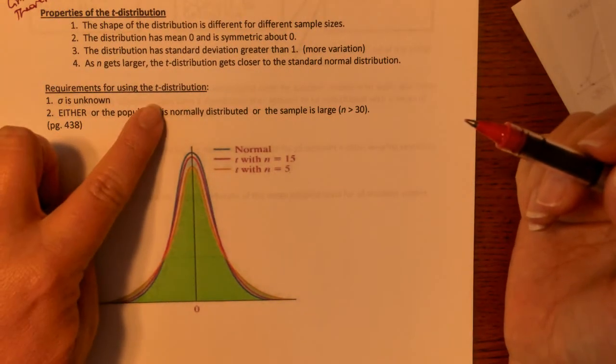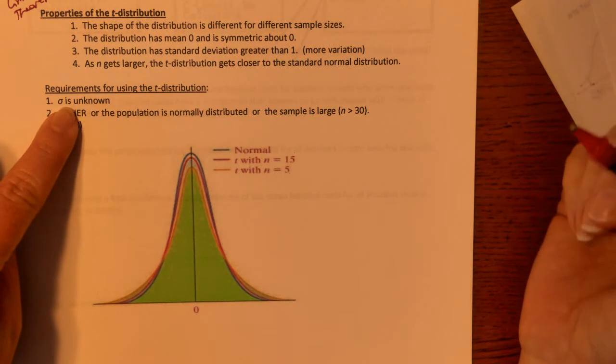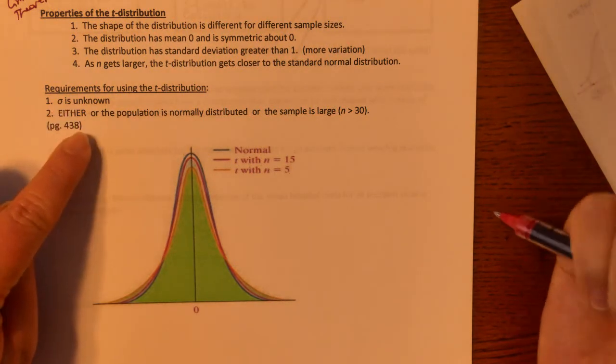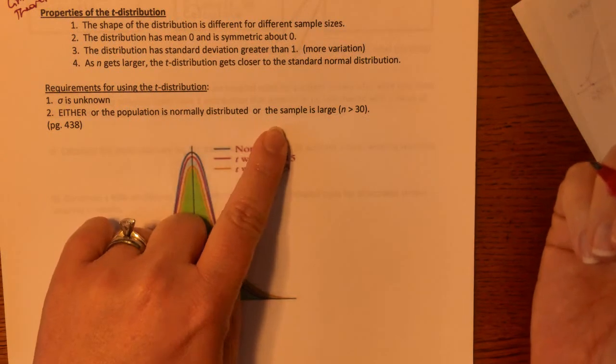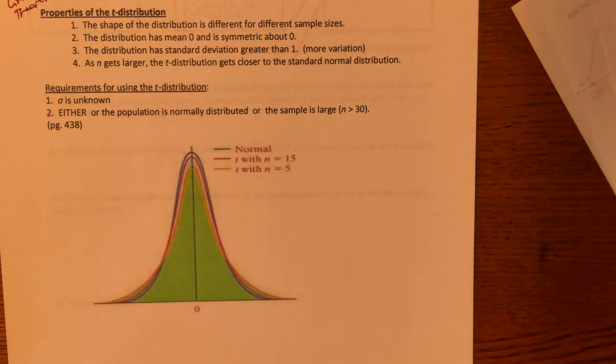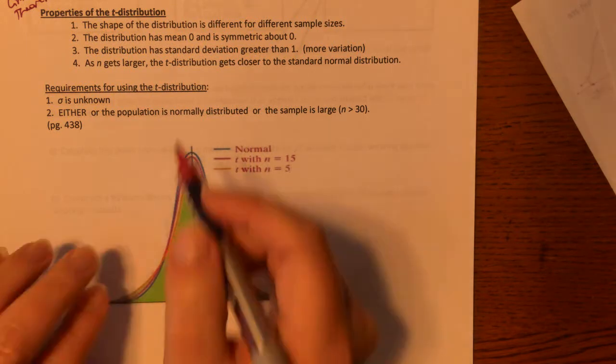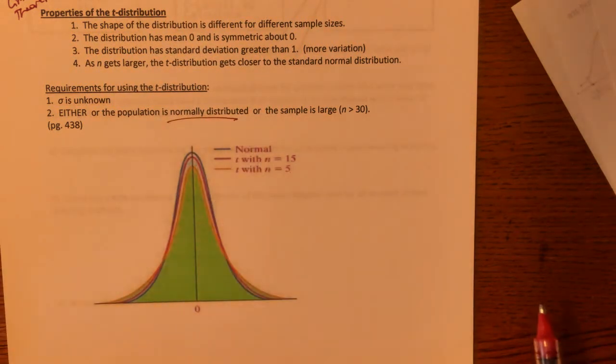Requirements to use the t-distribution. The standard deviation is unknown, okay? And then either the population is normally distributed or your sample size is large enough. So if they tell you the salary of the students is normally distributed, then you're good. You know you can use the t-distribution.